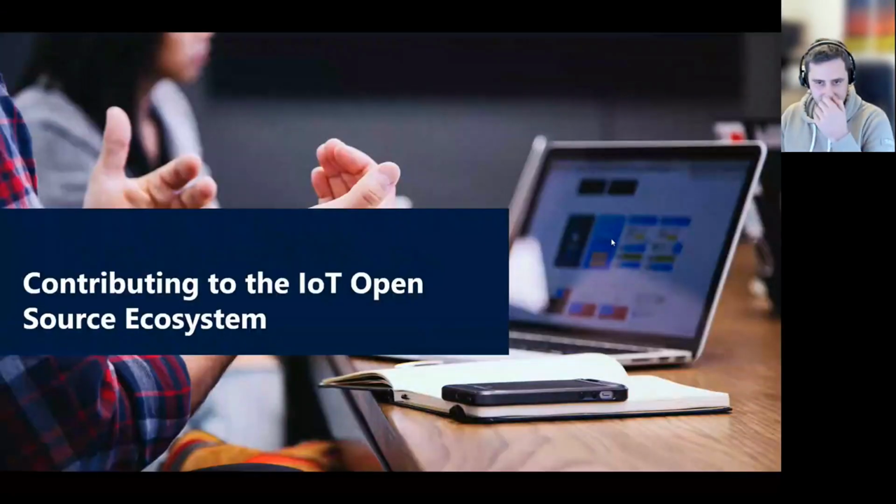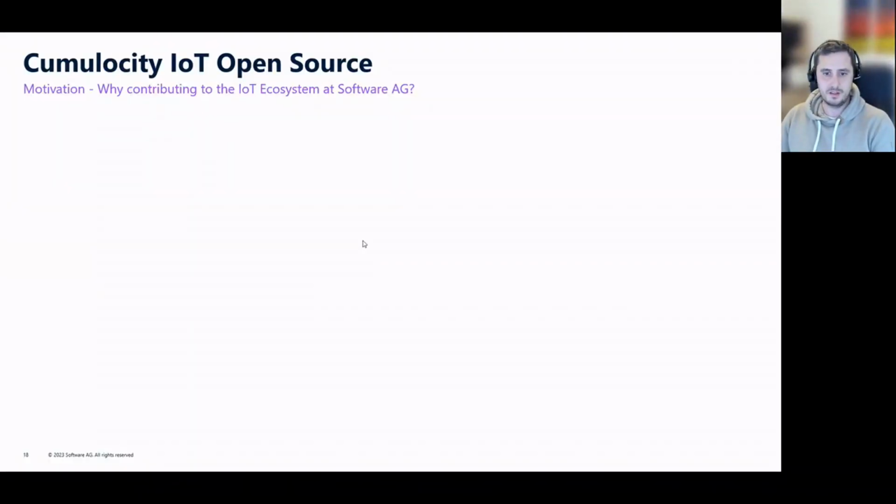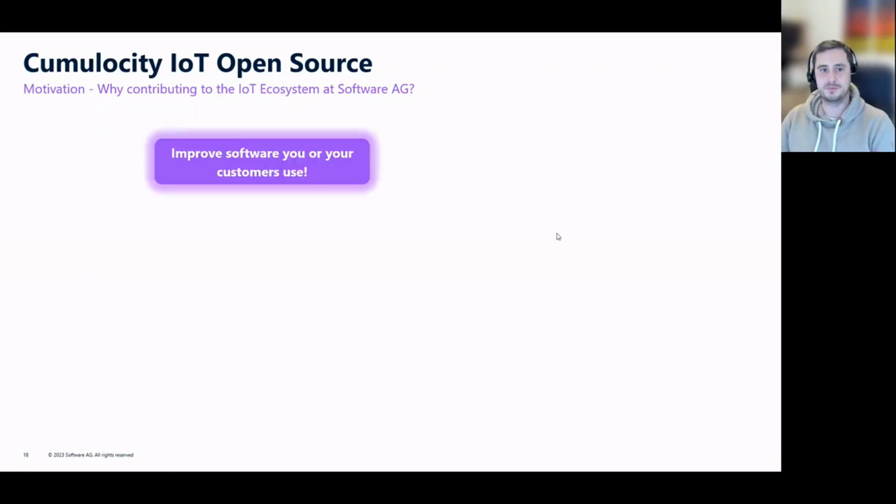Okay, let's go back to the presentation. Now on to the last main point of this presentation: how you can contribute to the IoT open source ecosystem. So the main question is not only how, but why should you do it? There are several reasons. The first reason, and this is the main reason why people contribute to open source software, is that they start using software, they start liking software, and they have some ideas how to improve it.